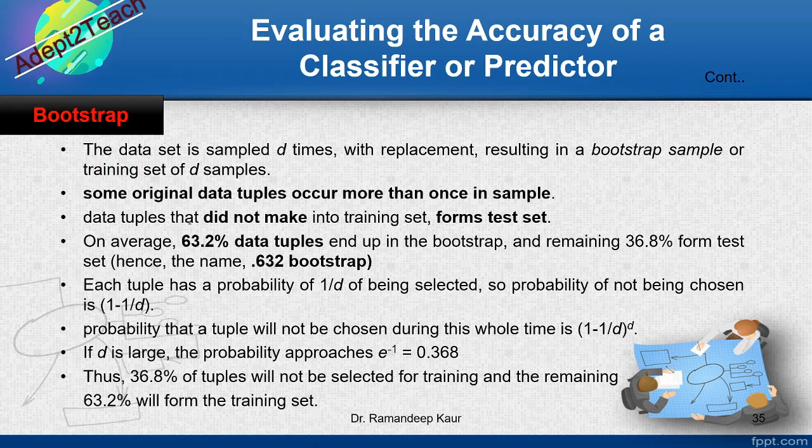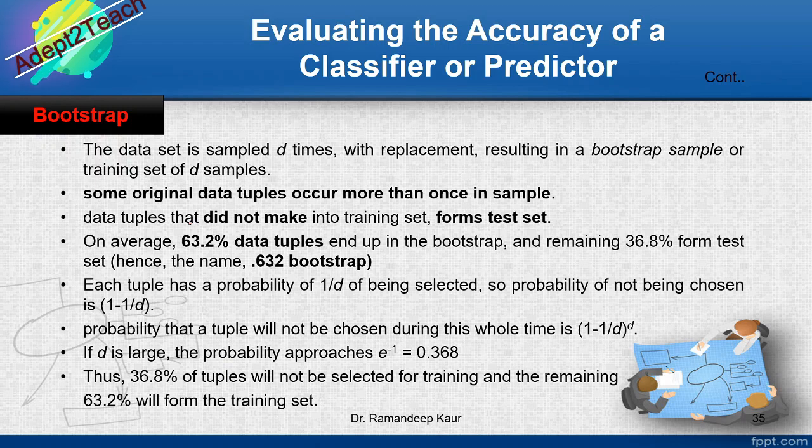So 63.2% are your independent tuples which were not repeated. The rest comprises unique values that were used to train the system. The remaining 36.8% tuples were left. Because there was a repetition, that 36.8% which is left is basically used to test your model. So that is why the name is 0.632 bootstrap.